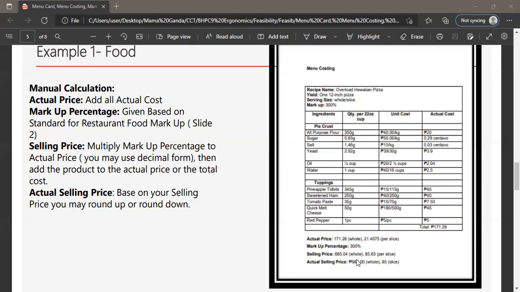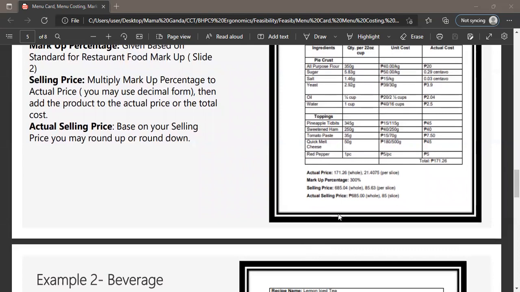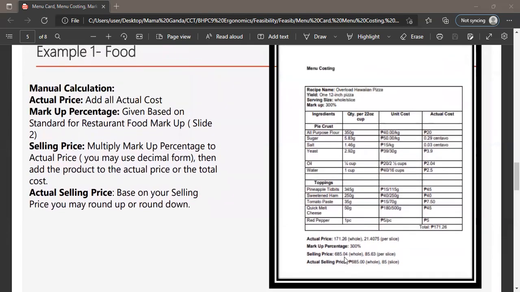Okay, and then for the per slice amount, they just divided by 8. So that's why they have this 85.63. Okay, and then for the actual selling price, they round down. So they do not include the 0.4 and the 0.63 centavos. So they just have the whole number, no? So 685 pesos for the whole overload Hawaiian pizza and 85 pesos per slice of overload Hawaiian pizza.